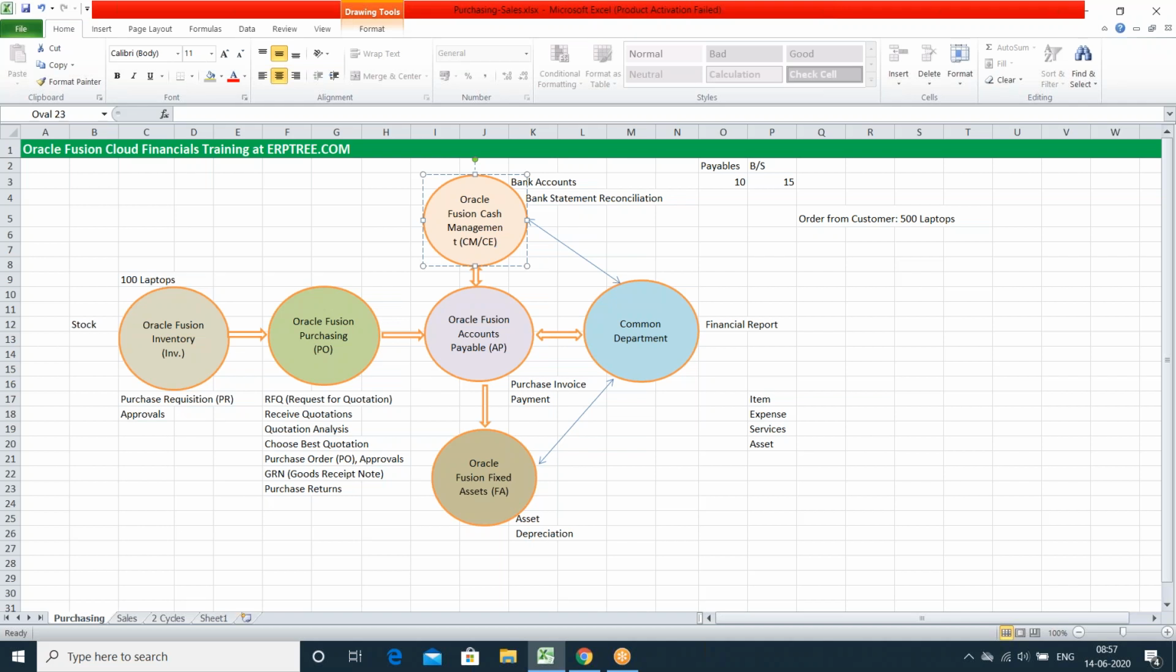CE means Cash Entry System. It is nothing but cash management only. So you can just remember these two short names for cash management. Both will address cash management.